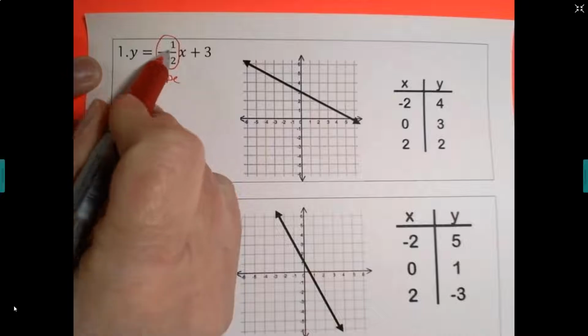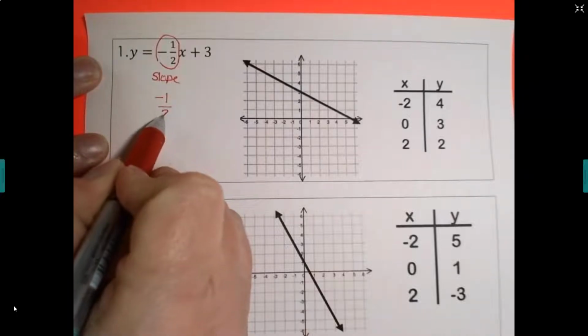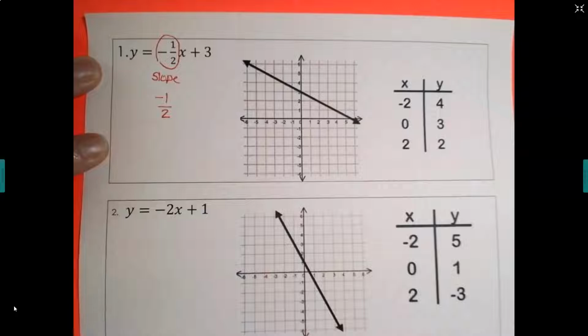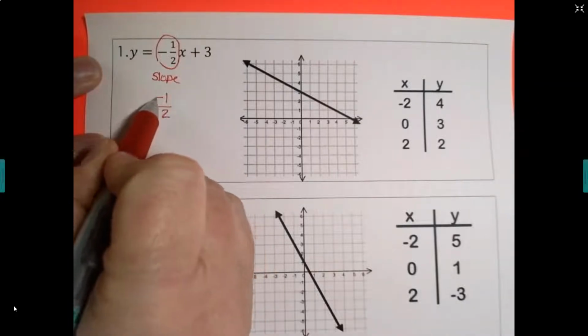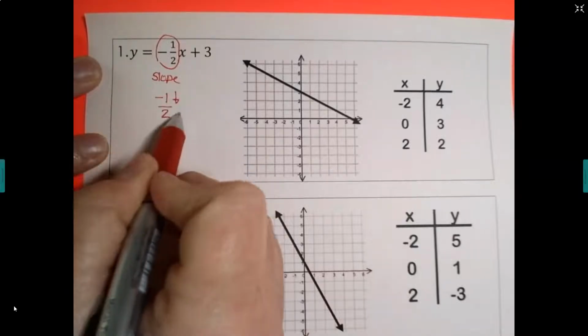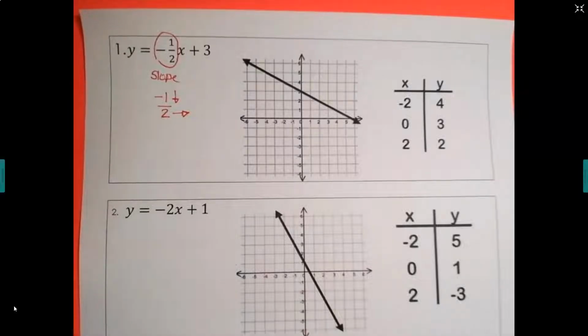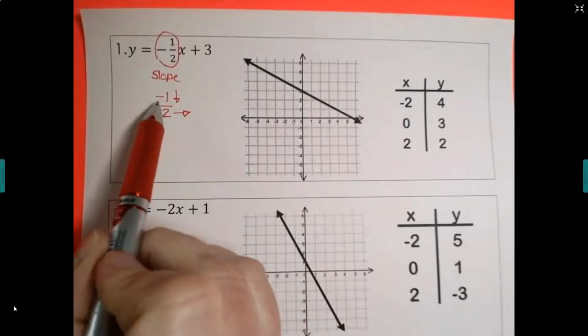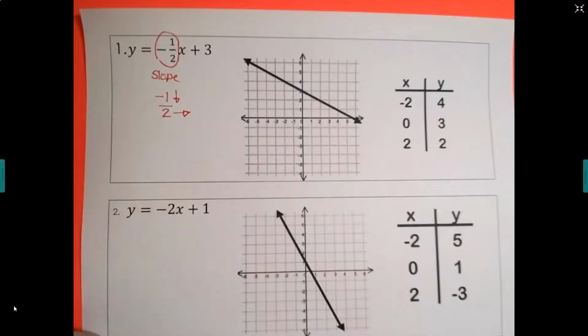But what it's really thinking about when it says negative 1/2 is a negative 1 over a positive 2. And remember, we're talking rise over run. So if your rise is negative, that means it wants you to go down that far. And then the 2 is positive, and positive x's go to the right. So this tells us to get from one point to the next on the line, we have to go down 1 and right 2.